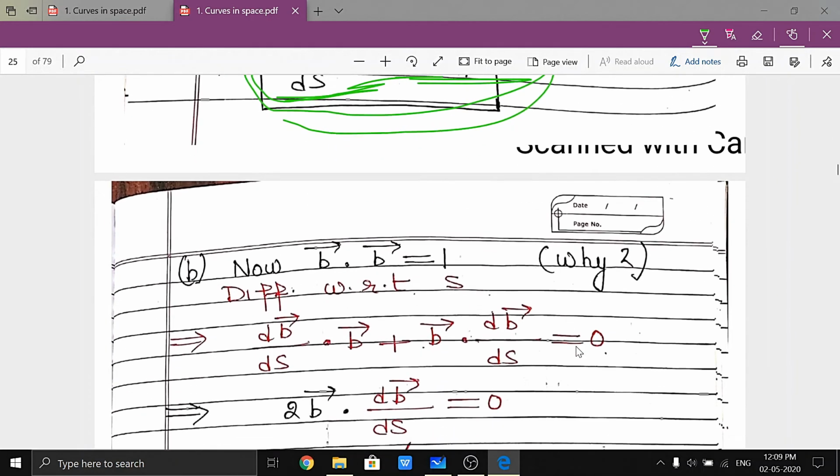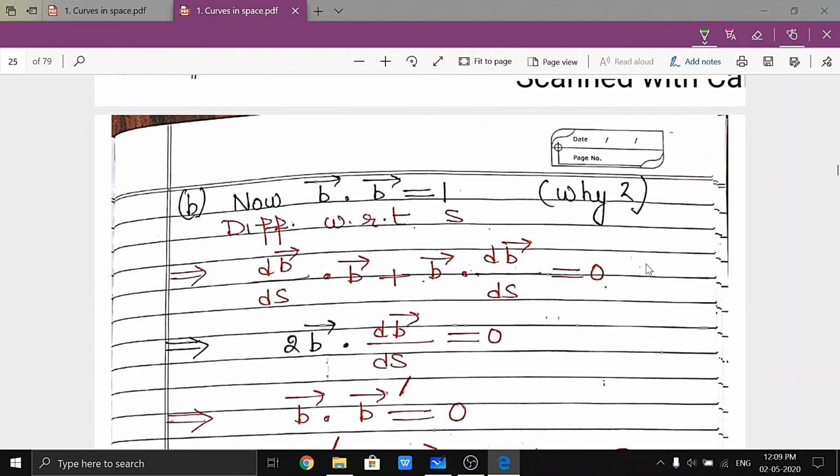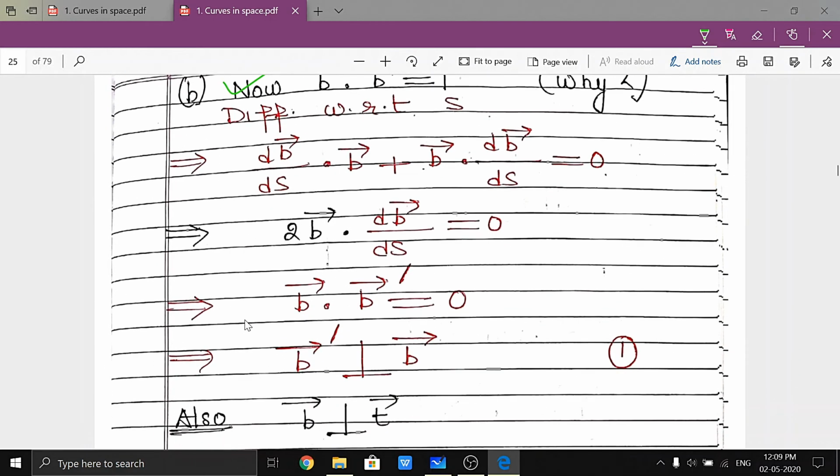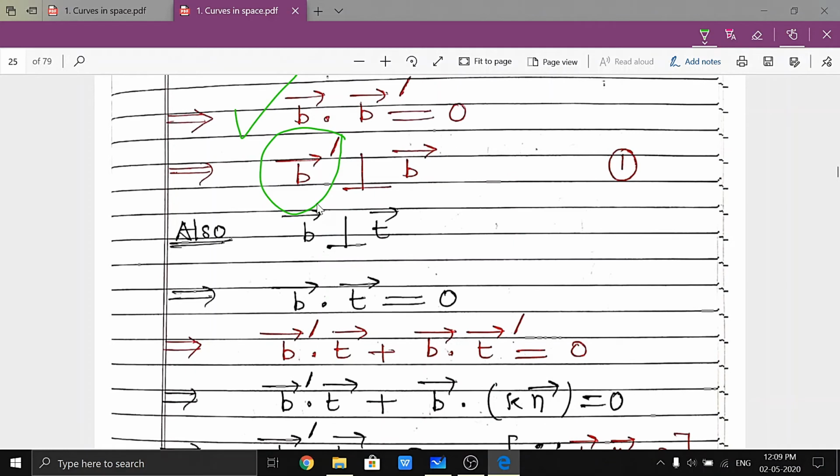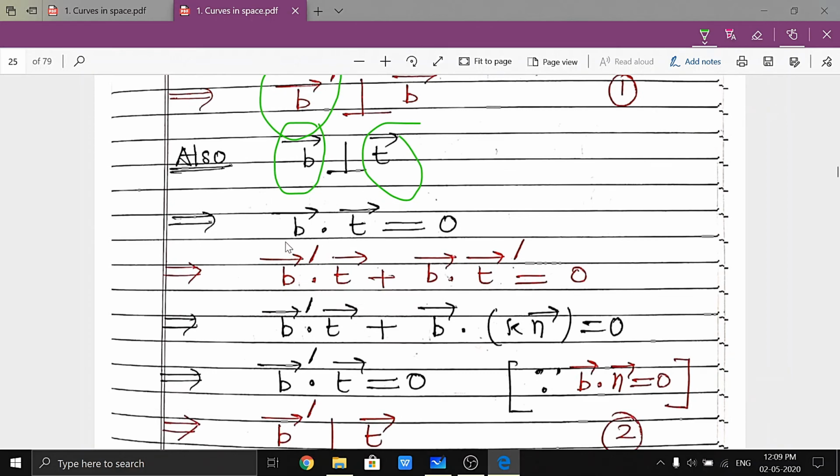Clear? Now the second result, dB/ds, which is minus τN. Again we take B dot B equal to 1. Differentiating, we get B dot B' equal to 0. So the B' vector is perpendicular to the B vector. Again we know that the B vector is perpendicular to T as well as N. So B is perpendicular to T, clear? Now differentiate this with respect to s.